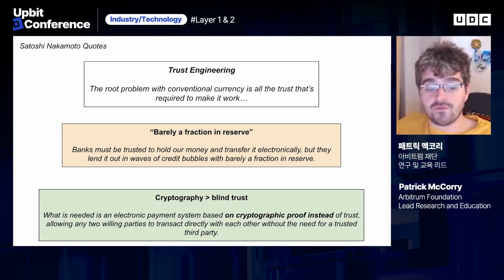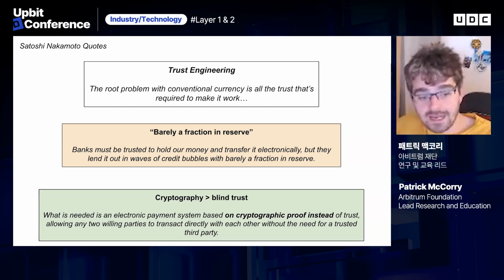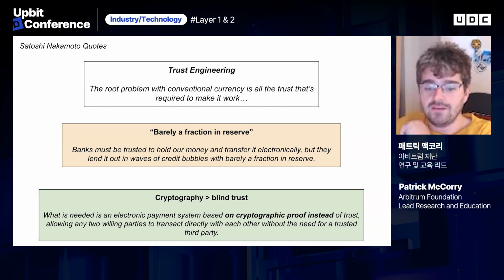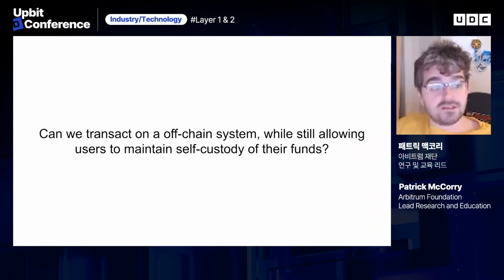Can we remove trust out of the system? So instead of trusting humans to do the right thing, can we trust software and cryptography? And that's exactly what Satoshi said in, I think it was one of his emails: "What is needed is an electronic payment system based on cryptographic proof instead of human trust." And so this entire field is just about trust engineering. Again, define, measure, and eliminate trust. And that's all we're trying to do with these blockchain systems.